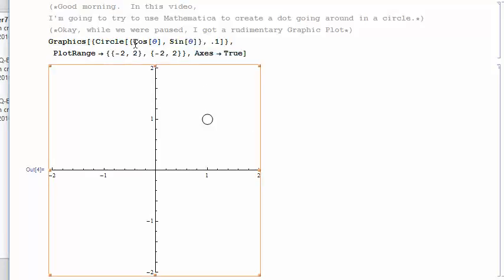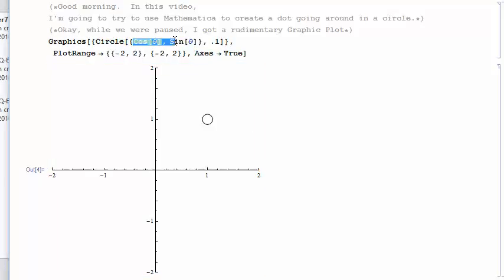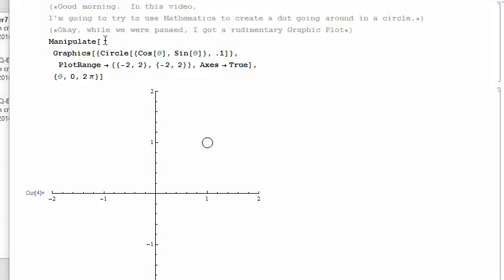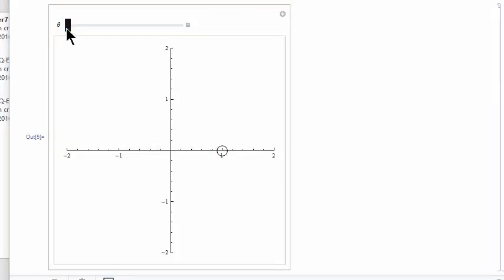Okay, and the only other thing I'm going to do is change, instead of putting it at 1, 1, I'm going to put it at cosine theta, sine theta. Then I'm going to add a Manipulate command that makes it so I can adjust the value of theta from 0 to 2 pi. And now you can see that as I change this theta value, it makes that circle go around in a circle.